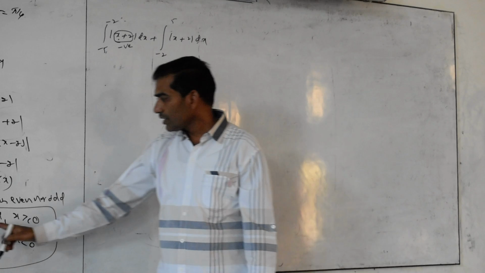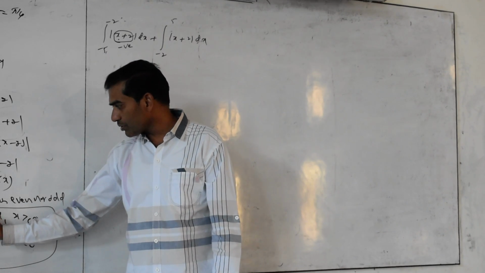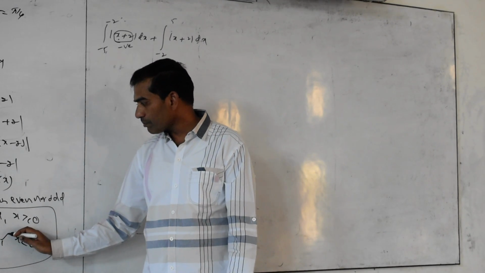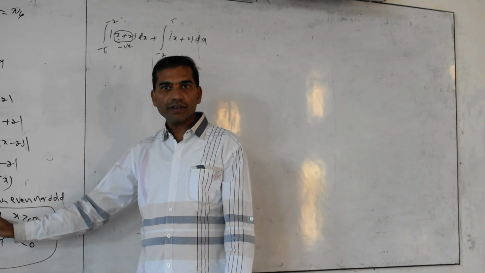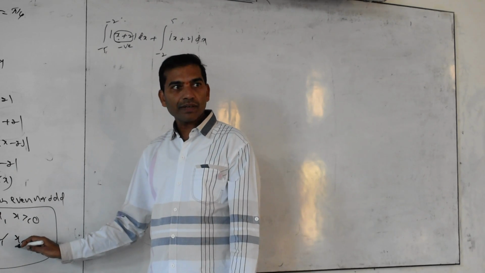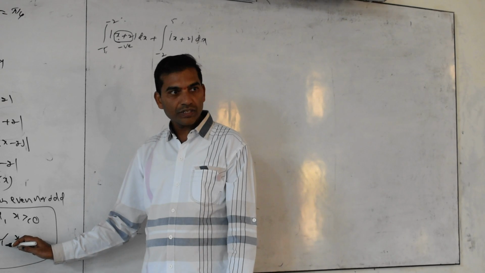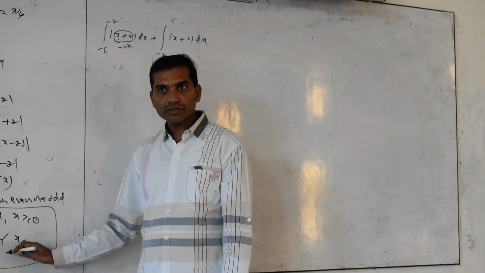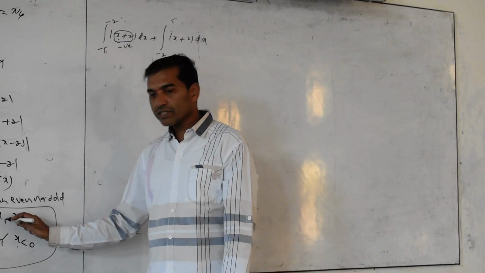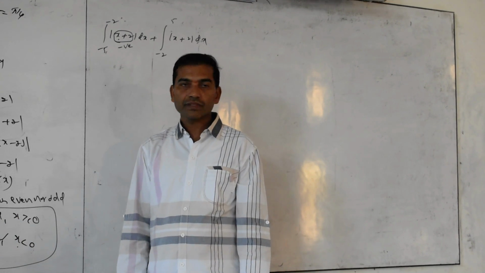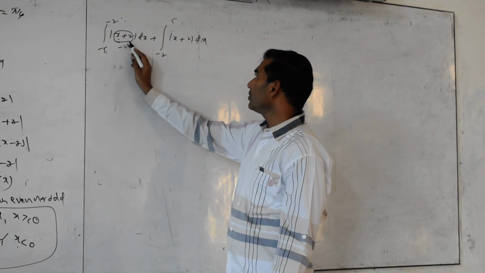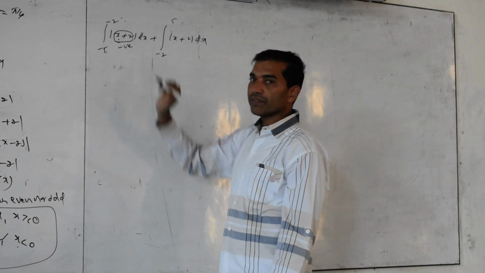So when you see here, the mod x, when x is negative, the mod x equals minus x. You learned in first year, second topic, the modulus function. When x is positive, the mod x equals x. So the mod of x plus 2 is negative in this interval.